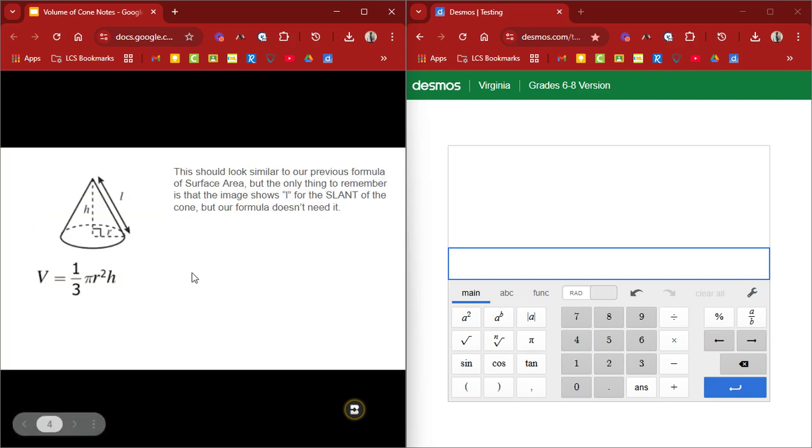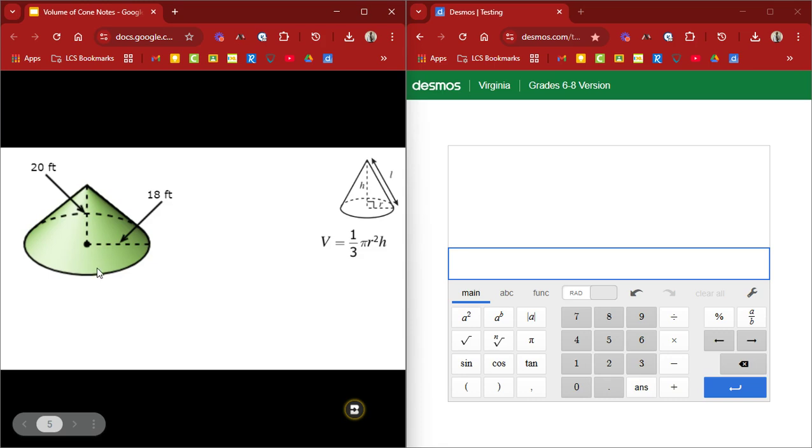If you're looking on your formula sheet, this is the formula that we would use to find the volume of a cone. Also take note that our image here is showing all the measurements that we would use for a cone. It does include the slant height, right? That's what the L stands for. But we are not going to use it because our formula does not require us to know or use the slant height. And I say that with a caveat, but I'm going to show you why in a second.